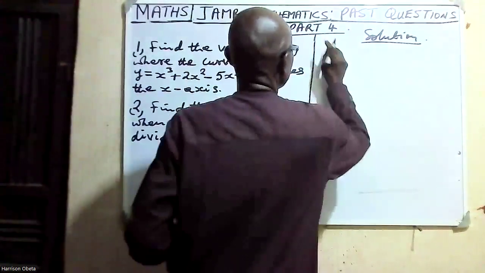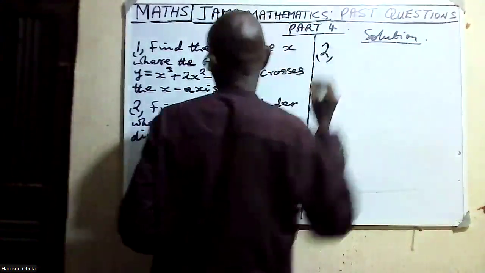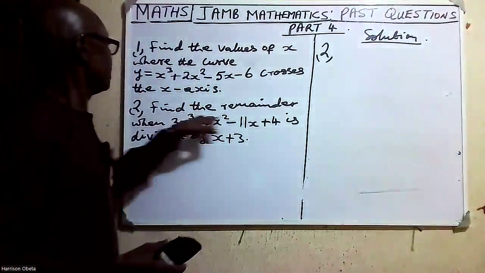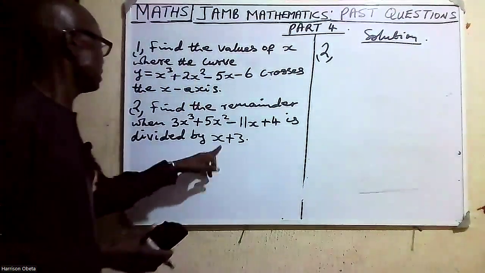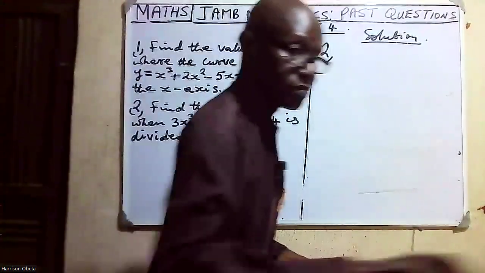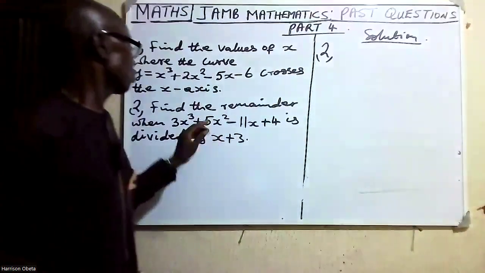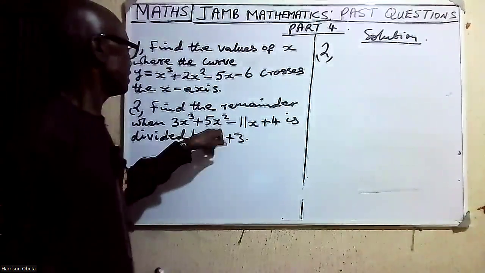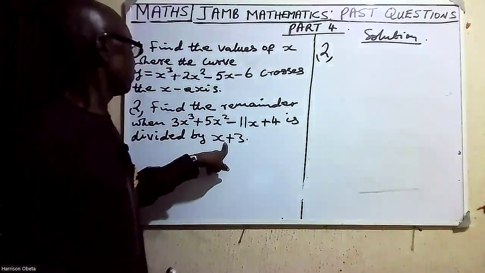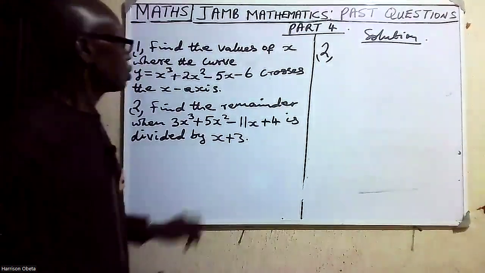And question number 2, we were asked to find the remainder when this is divided by this. Yes, it means that since we will have a remainder when we use this to divide this, it then means that this is not a factor of this.